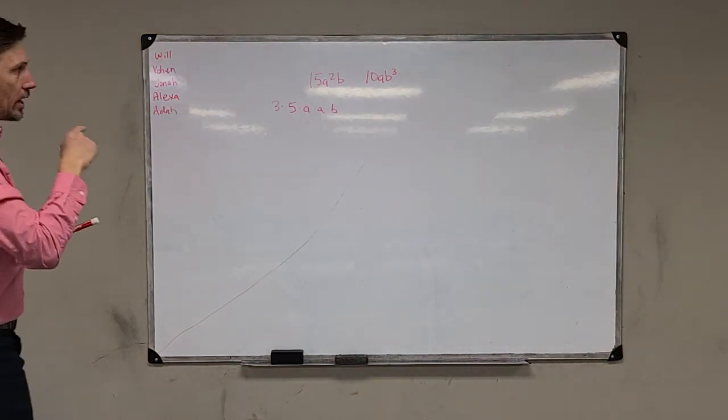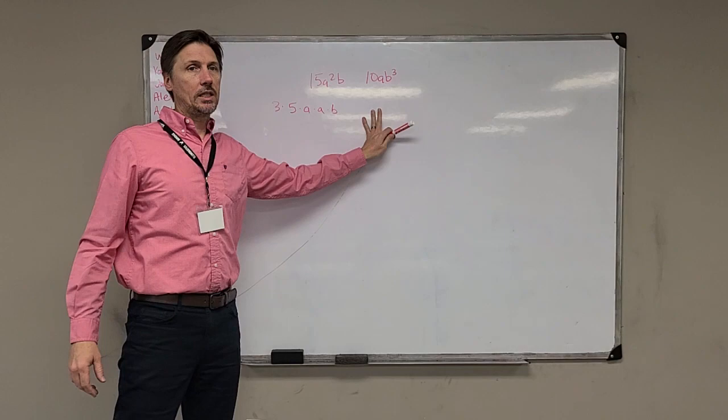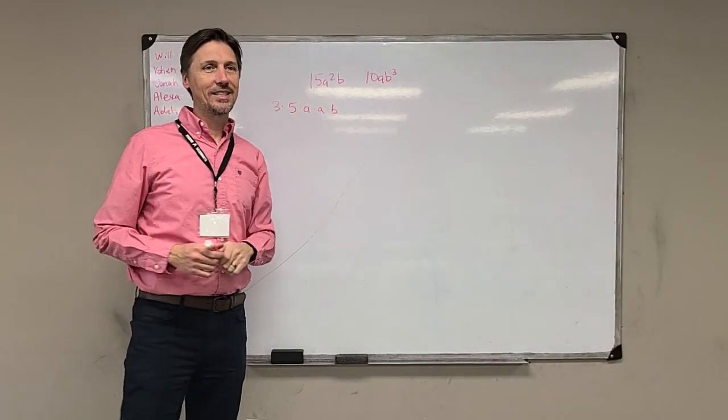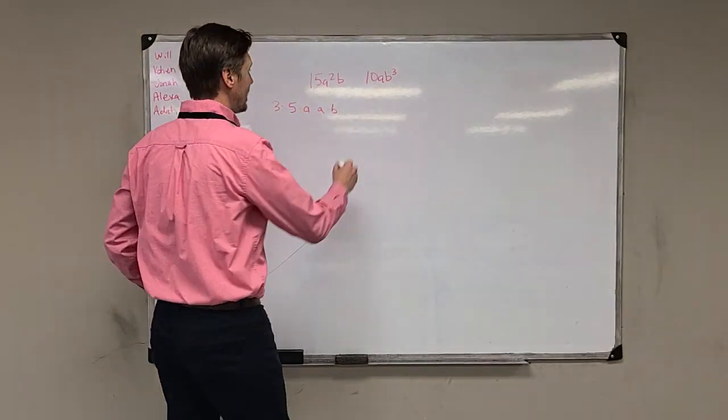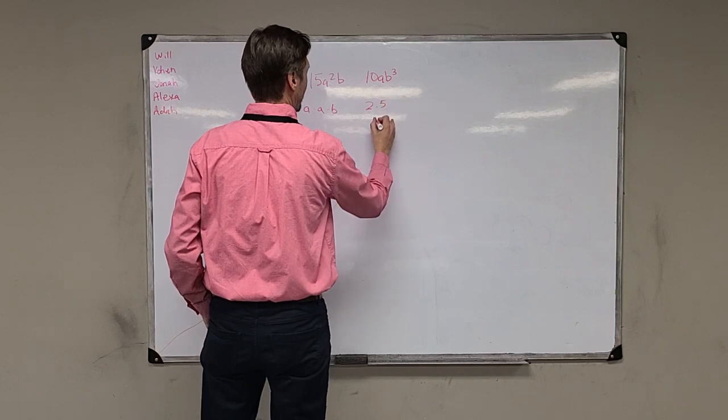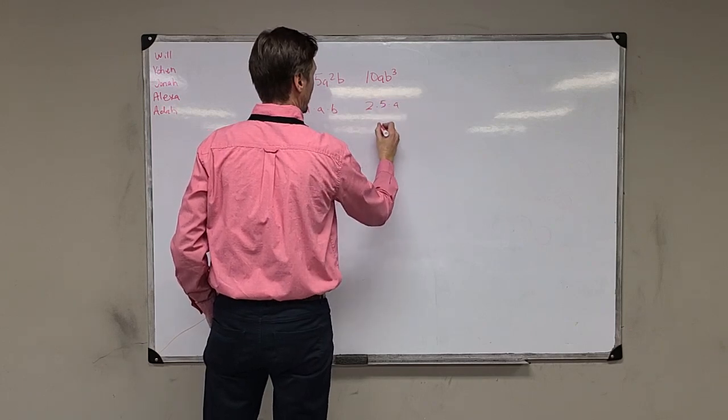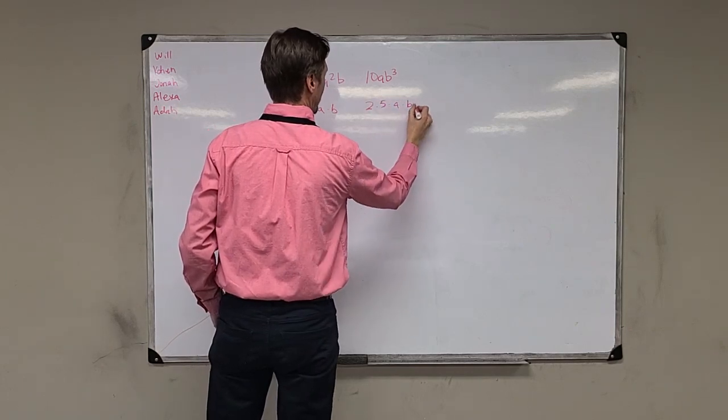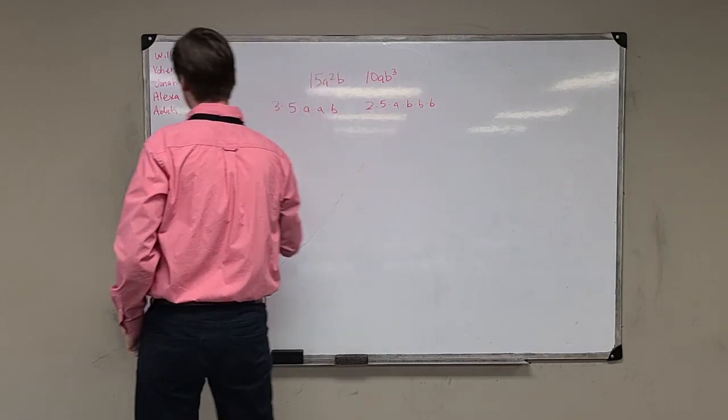And then what about the last one? Someone else want to give it a shot? This is the easy way to get your name on the board. Yes? Would it be 2 times 5? And then a, b, b, b. That's it? Exactly. Excellent.